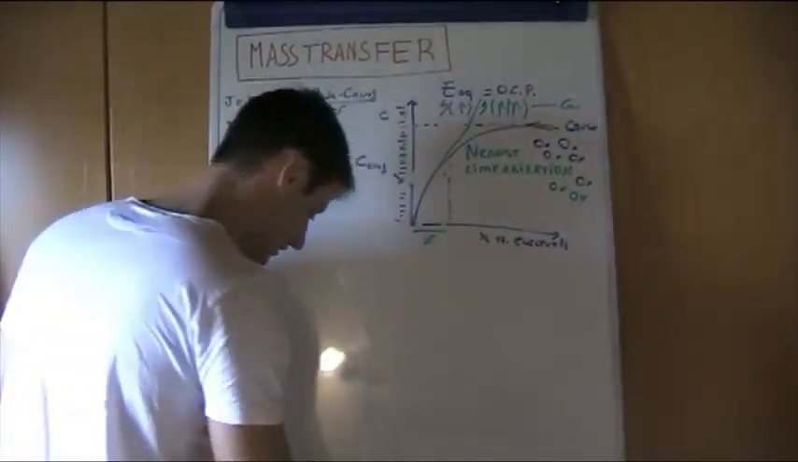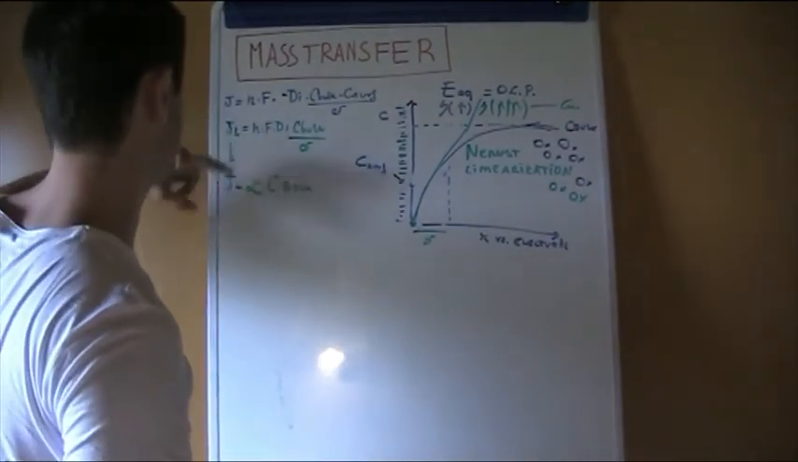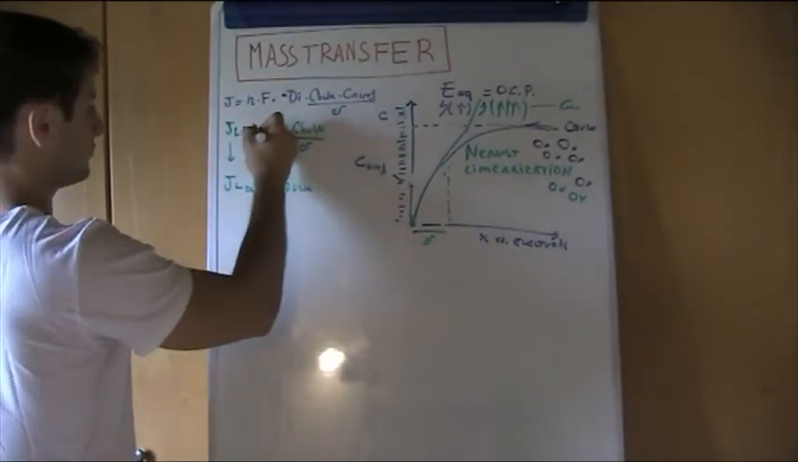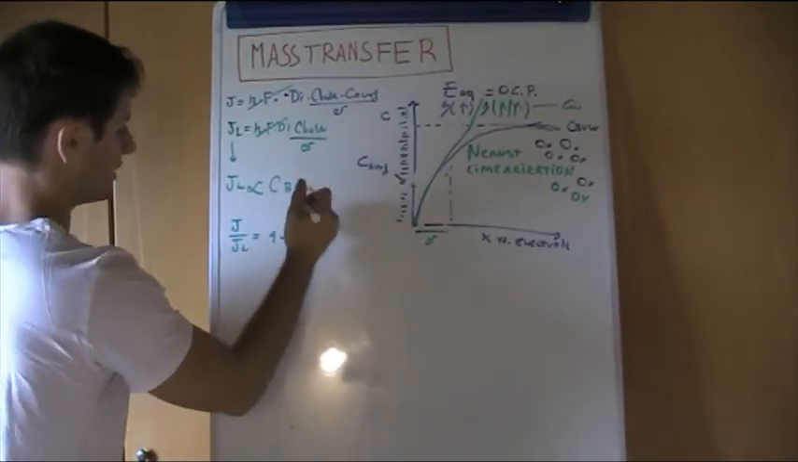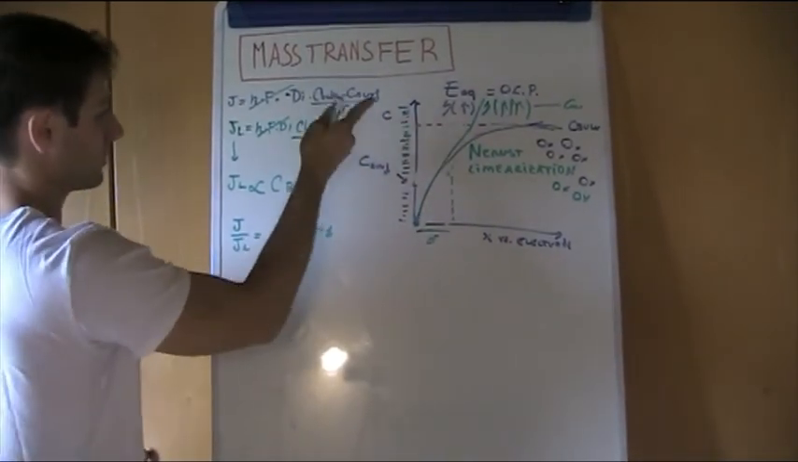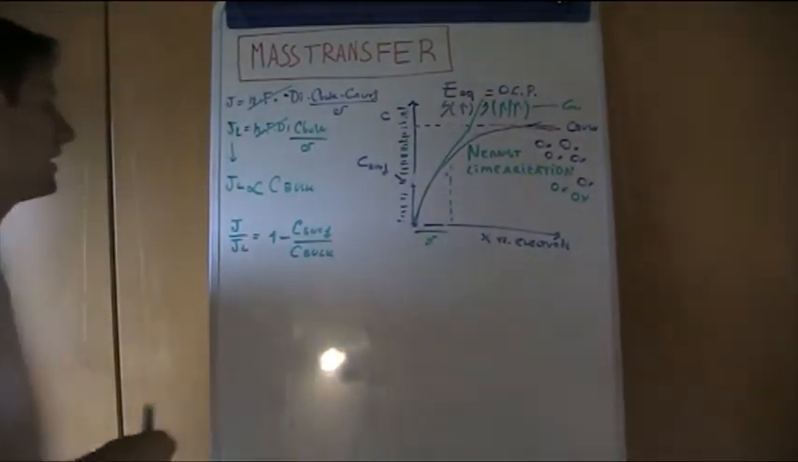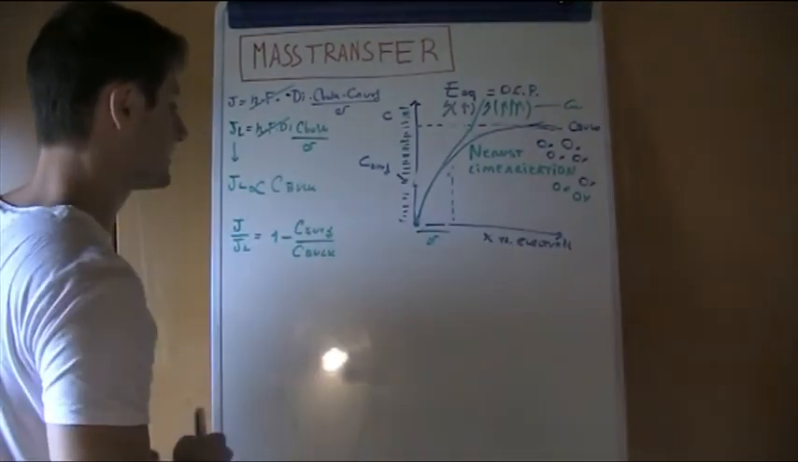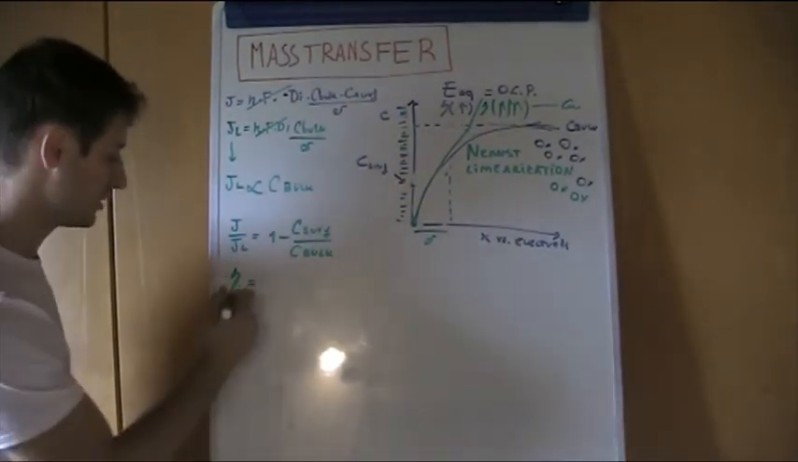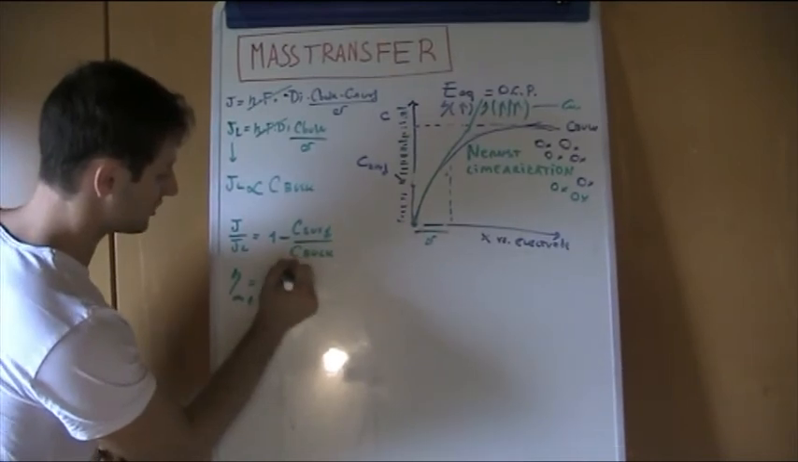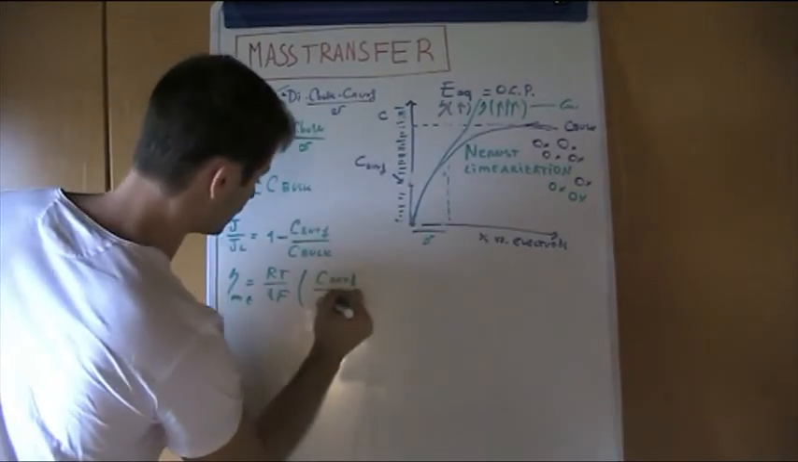So now basically we can say that, since we have the difference between J and JL, we can make the ratio. And what happens is that J over JL is equal to 1 minus the concentration at the surface over the concentration in the bulk, just a simple calculation. And now, if we introduce this inside the function describing the overtension associated with the mass transfer, this overtension is equal to RT over nF times ln of the surface concentration over the bulk concentration.